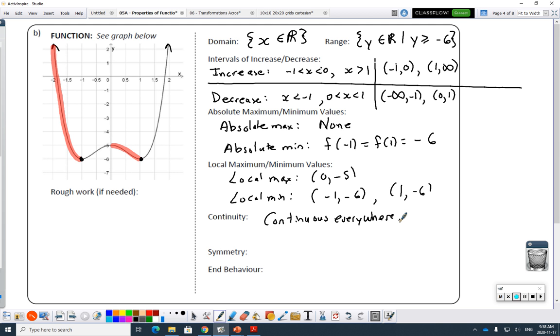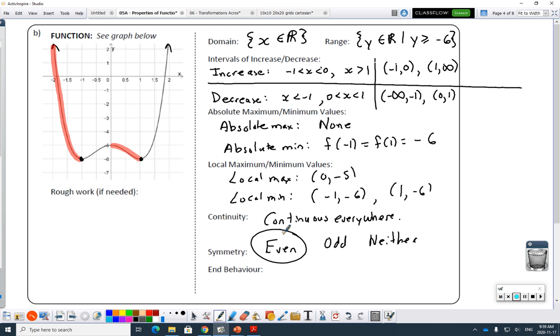Symmetry. Your choices are even, odd, neither. Who wants to take a shot? Whether it's even, odd, or neither. Yeah. Same over here as it is over there, just flipped right over the y-axis. Even. Fair warning, on the test, I didn't give you these options. I didn't say even, odd, neither. I just said comment on the symmetry. Your job to know my choices are even, odd, or neither.